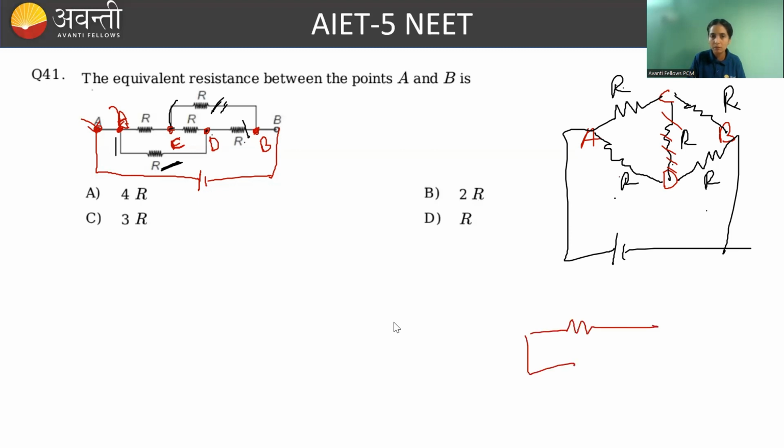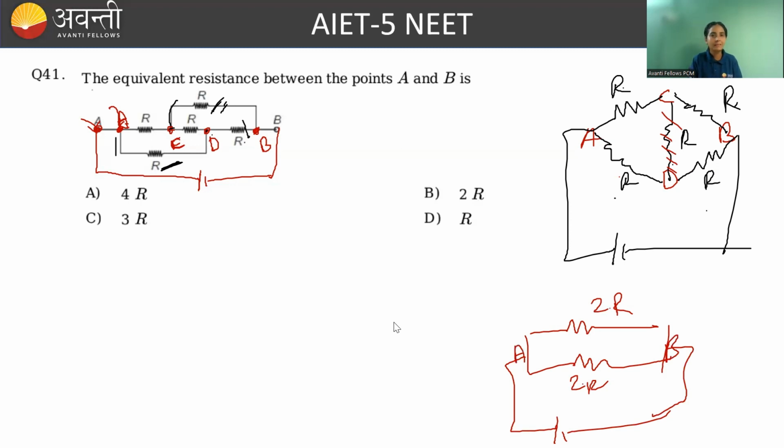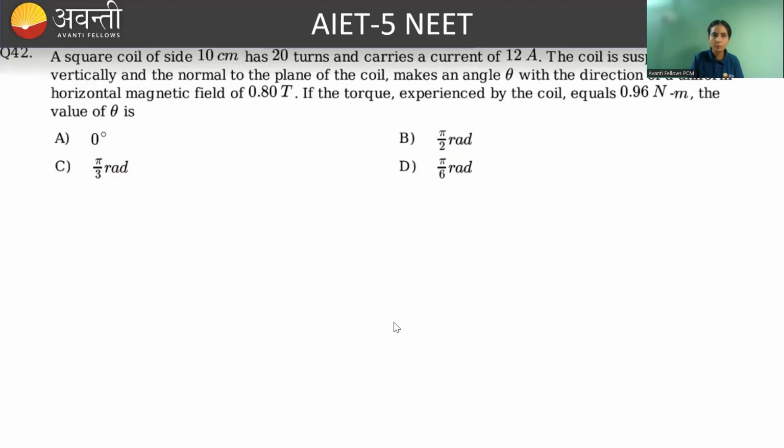So this question will become like, this is 2R, this is 2R, and this is point A, and this is point B. Okay, 2R are in parallel, so 2R in parallel will become R, so answer will be what? R. So correct answer should be what? D. Now let's move on to next question.